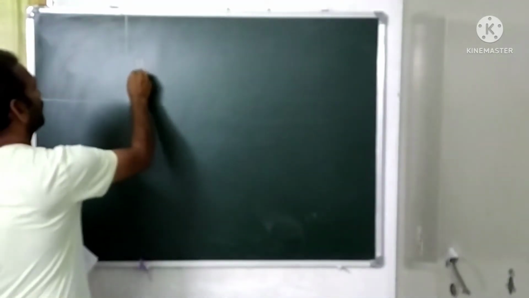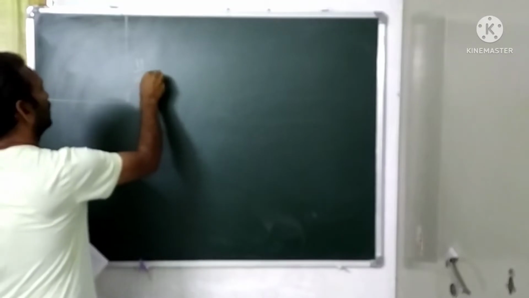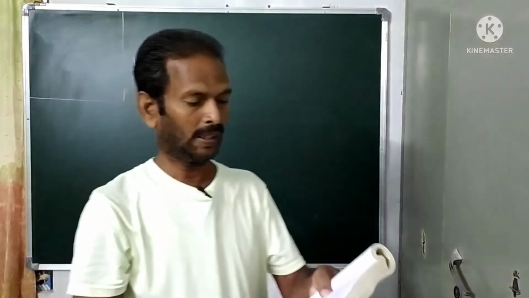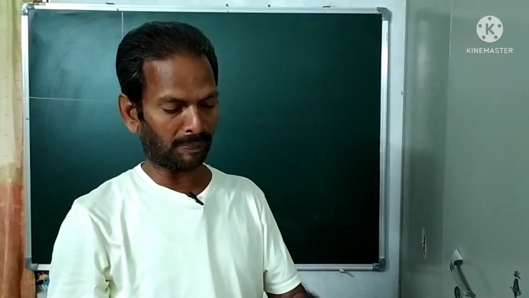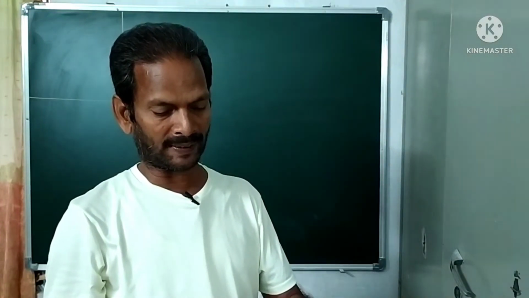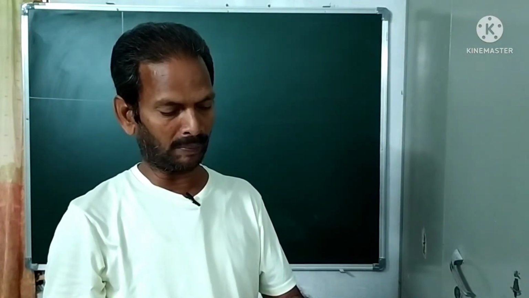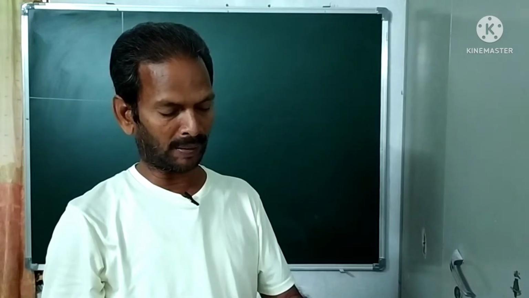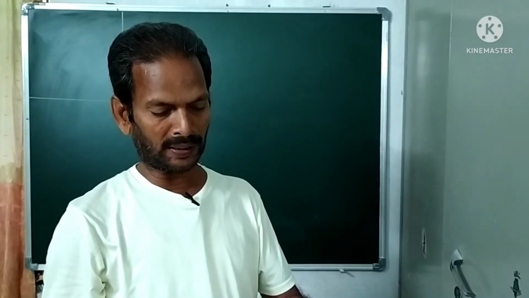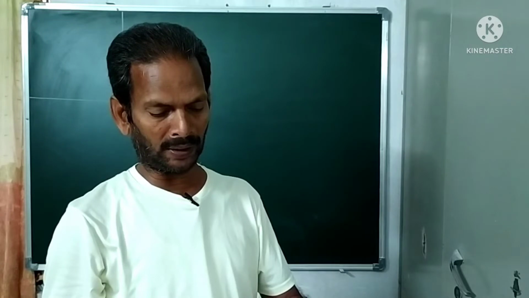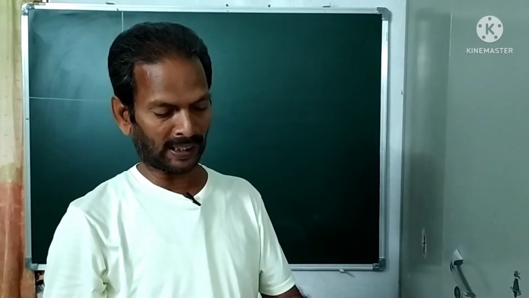Eleventh problem. This is also an important model. The sum of the first n terms of an AP is 4n minus n square. What is the first term? What is the sum of the first 2 terms? What is the second term? Similarly, find the third and 10th terms and the nth term.